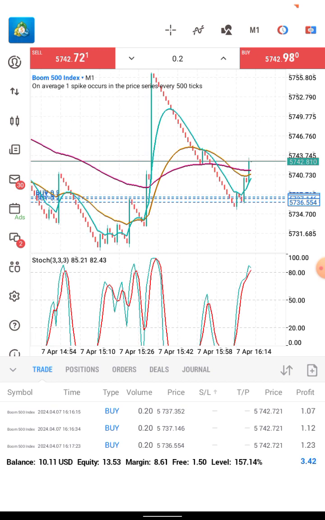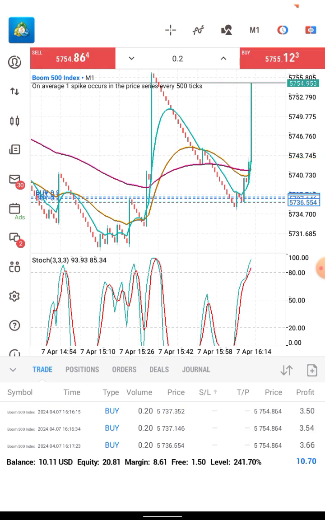So this is just it. What we're going to do now is let me show you guys the settings. Okay, don't worry, let's just wait for another spike. Then after that, we'll show you the spike.